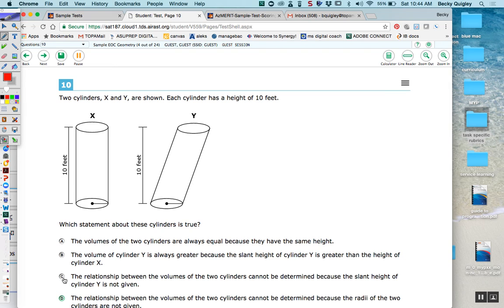B, the volume is always greater because the slant height is greater than the height of the cylinder X. No. C, the relationship cannot be determined because the slant height of the cylinder is not given. You don't actually need the slant height to calculate the volume of an oblique cylinder. You just need the height and the radius. So the only answer that works is D. The relationship between the volume of the two cylinders cannot be determined because the radii of the two cylinders is not given.